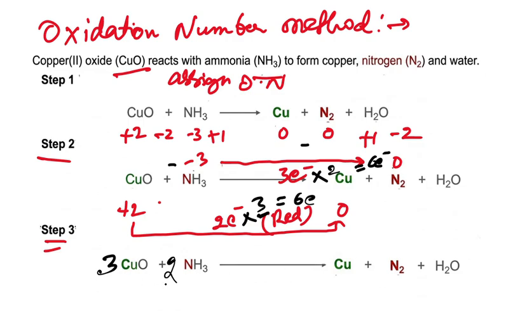With these 3 and 2 numbers you can balance the rest of the hydrogen and oxygen atoms also. 3 water gives 6 hydrogens, and oxygens 3, oxygens 3. Now copper, you can check, 3 copper atoms here, so make it 3 here. Now the total equation is balanced by using these integers. So this is the oxidation number method.